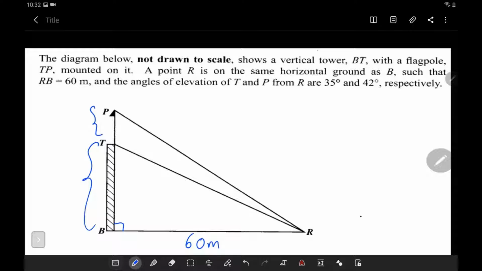And we are told that the angles of elevation of T and P from R are 35 degrees and 42 degrees respectively. So that means from R to T, this will be 35 degrees. This one will be 42 degrees. Nice. Let's just see what the question asks us. So that is all the information they give us.